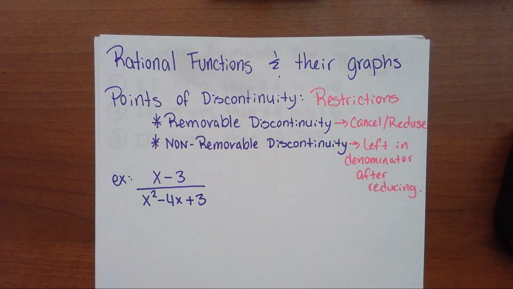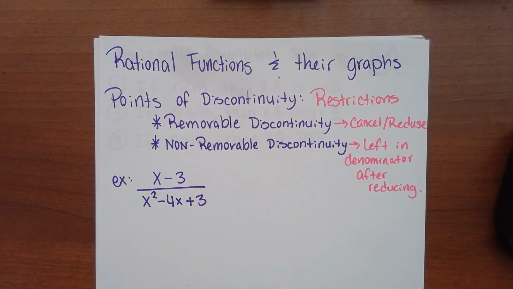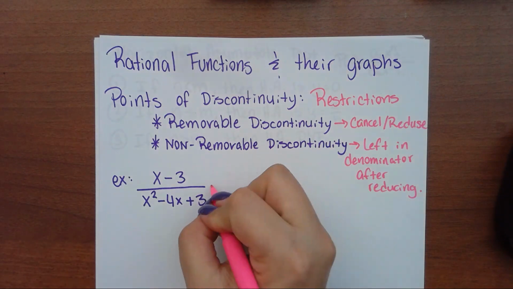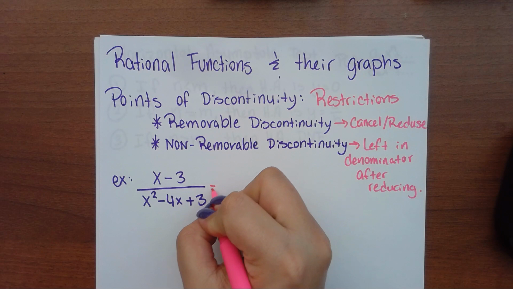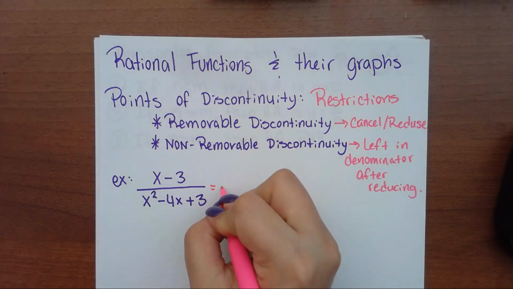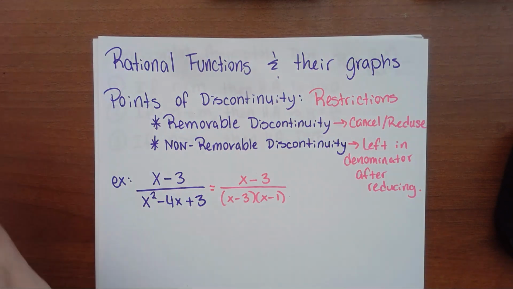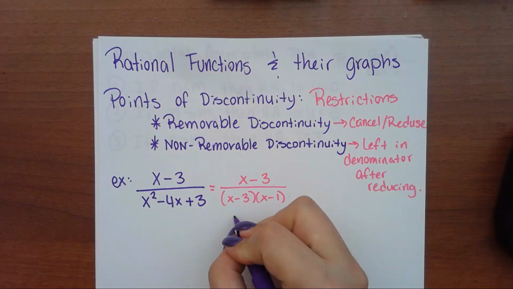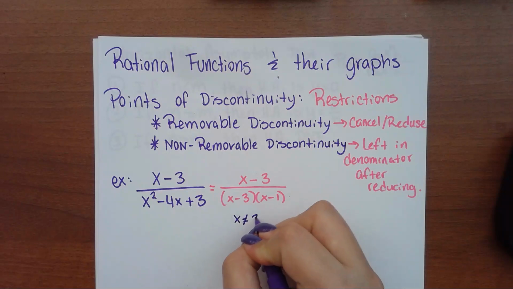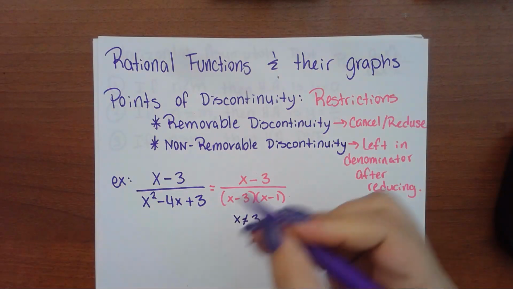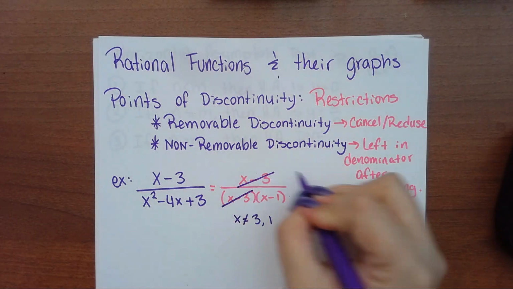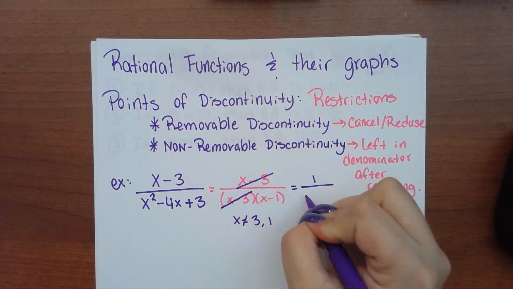So in this problem here, if we want to know points of discontinuity, we would first want to try to reduce this and simplify. So we would factor the numerator and denominator. Minus 3 times x minus 1. And now you can look and see, okay, well, I have types of discontinuity. Normally we would say that x cannot equal 3 and 1, and then we would cancel to simplify this, and then we would be left with 1 over x minus 1.